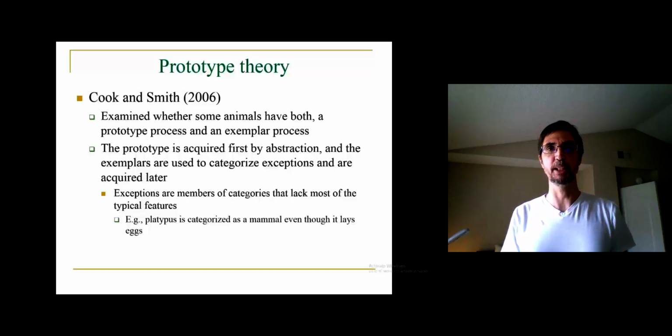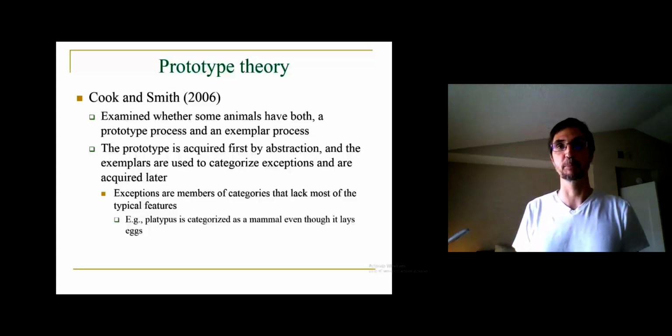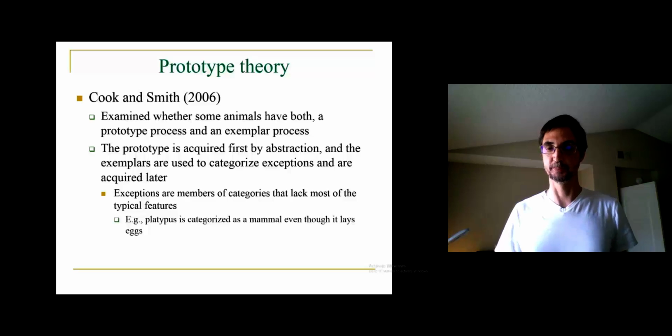So what do we mean by an exception? Right, we know that for many categories there are exceptions to the rule. And these are examples that don't seem to have a lot of the features that we tend to associate with a category. Right, so one of the best examples of this is the platypus. Right, the platypus is categorized as a mammal even though it lays eggs. Right, so laying eggs is something that we don't normally associate with mammals, but that's why we have to learn that the platypus is an exception to the rule.